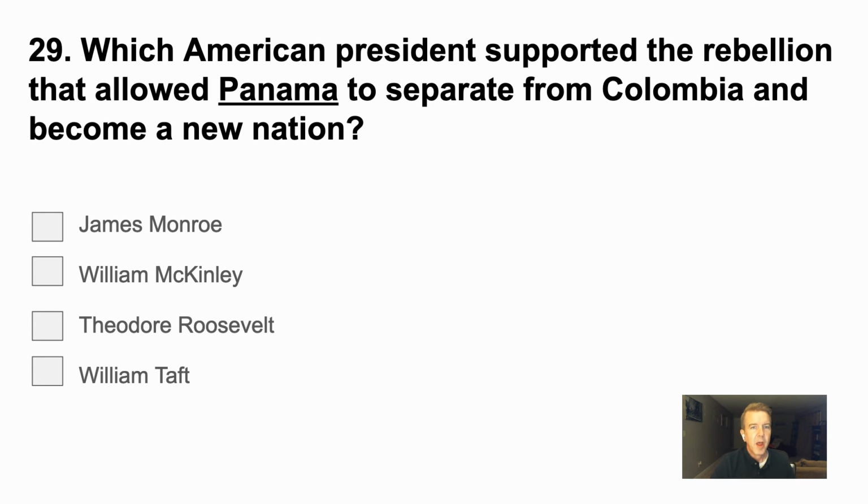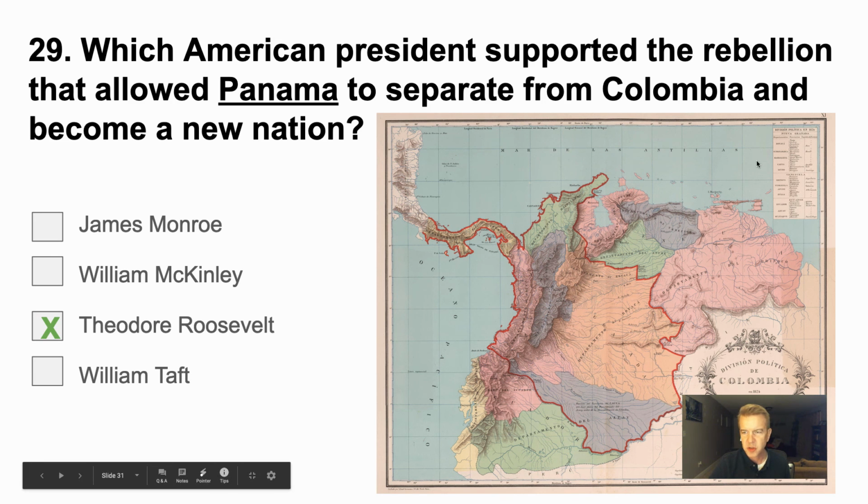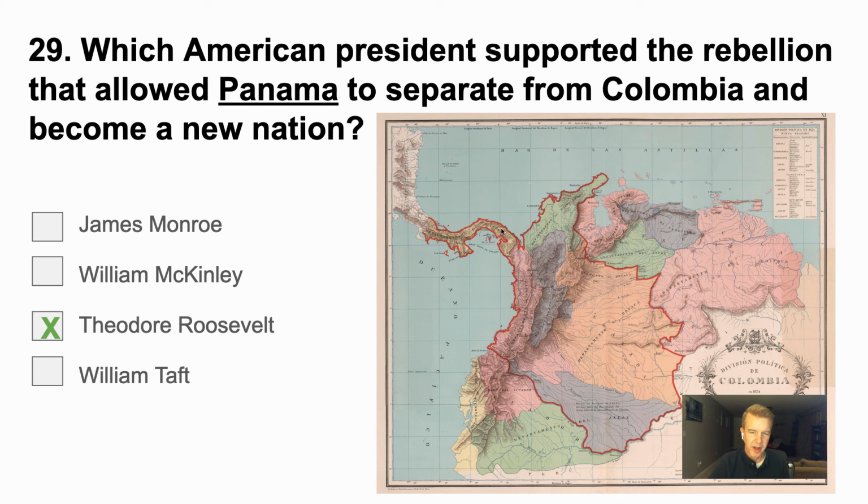Okay. Which American president supported the rebellion that allowed Panama to become separate from Colombia and become a new nation. That is the guy for whom teddy bears are named, Theodore Roosevelt. The red outline shows what was Colombia beforehand. It's actually showing some of the political districts within Colombia, Panama being, of course, this region here. I don't know if most U.S. students study enough geography to realize that it doesn't run north and south. Basically, the country runs east-west.